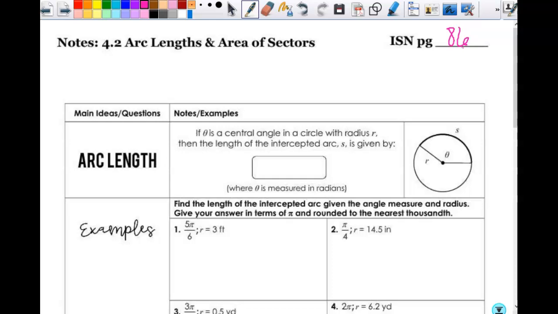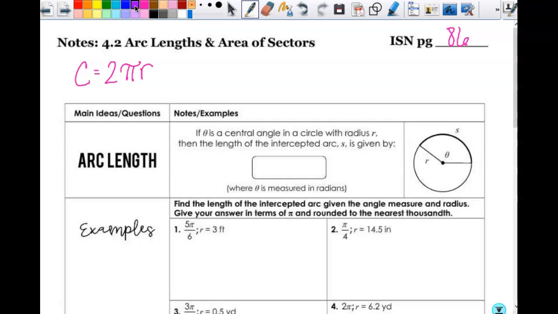So what is the circumference of a circle? What's the formula for that? 2 pi r. Thank you. So that is the circumference of a circle. And you've known that forever. Nobody has said anything about radians when you first learned that.